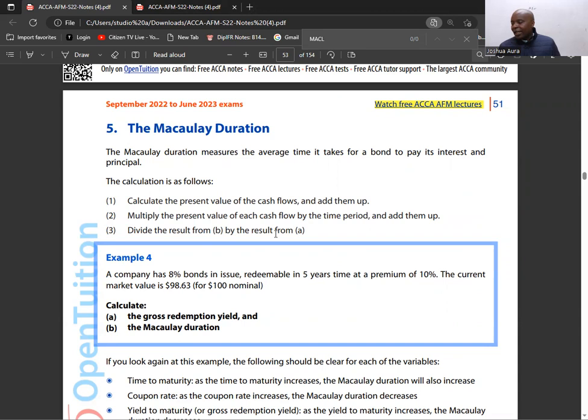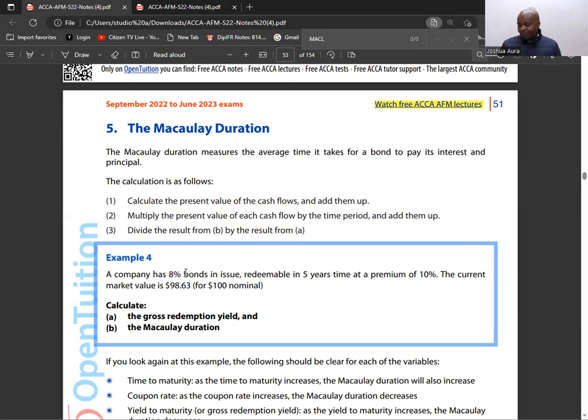Example four. A company has 8% bonds in issue, redeemable in 5 years' time at a premium of 10%. Remember, in Macauley's concept, this premium of 10% is what you shall use as the cost of capital. The current market value is $98.63 for $100 nominal. Number one, they want us to calculate the gross redemption yield. And then number two, they want us to give them the Macauley's duration.